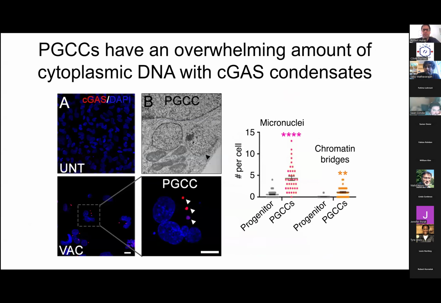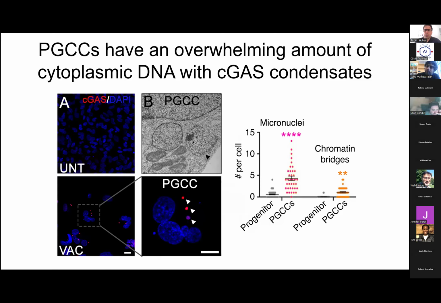And this is pretty exciting too. You can see here that when we did electron microscopy on these cells, these PGCCs, it was really striking: we noticed a ton of micronuclei. They were just littered with micronuclei. And a lot of those micronuclei looked like they had ruptured nuclear envelopes.